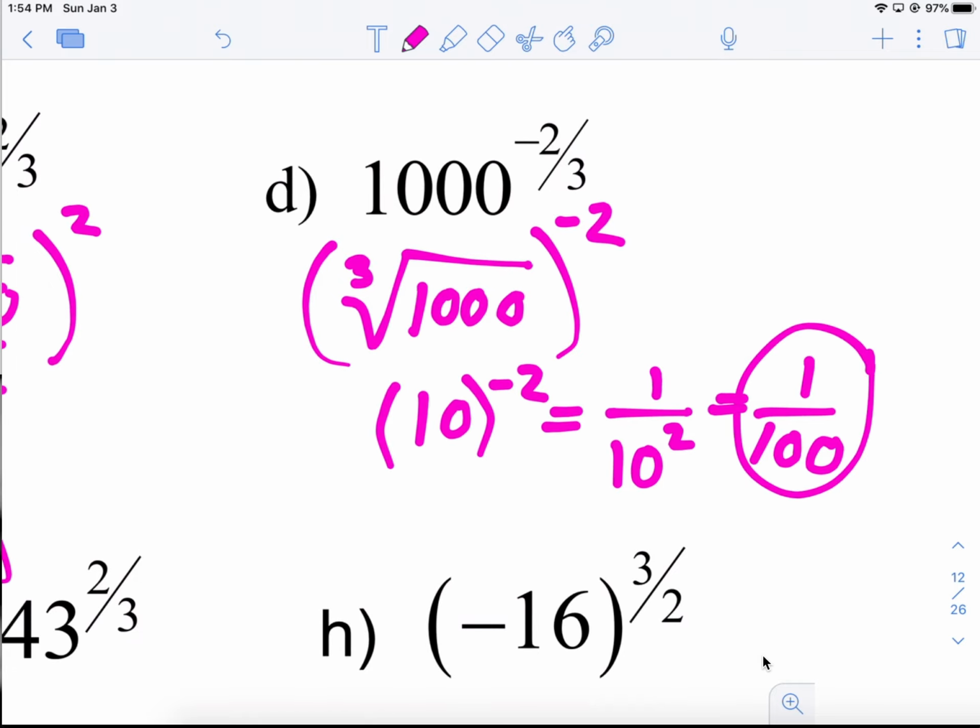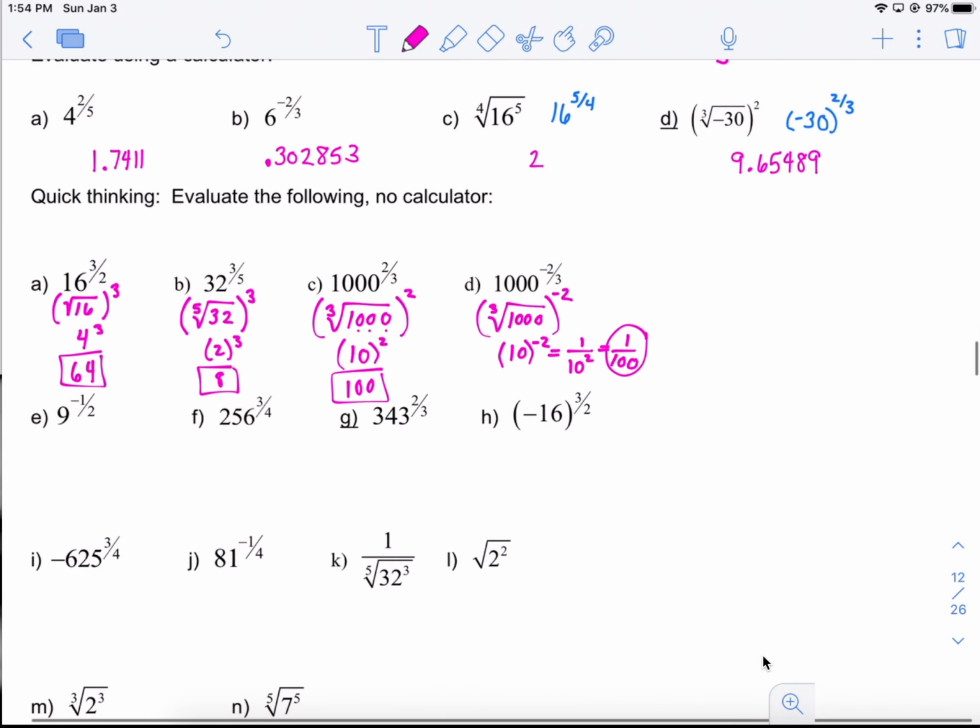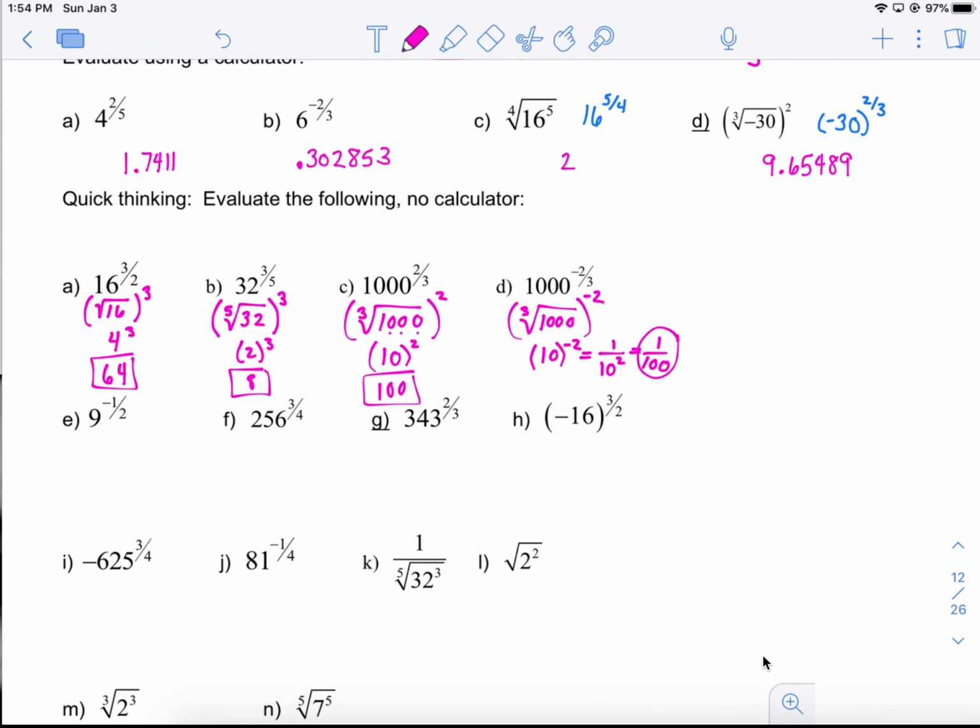All right, so I told you as we go, we're going to write out some of these powers, making sure that we hit a couple that we know.